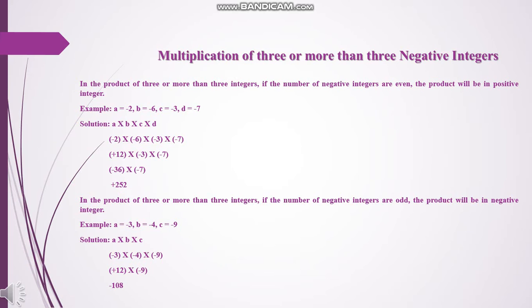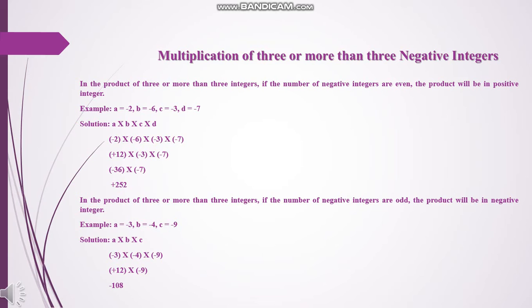Multiplication of 3 or more than 3 negative integers. In the product of 3 or more than 3 integers, if the number of negative integers is even, the product will be a positive integer. For example, a is minus 2, b is minus 6, c is minus 3 and d is minus 7. So the solution is a into b into c into d is equal to minus 2 into minus 6 into minus 3 into minus 7. Minus into minus is plus, and 2 into 6 is equal to 12, so plus 12 into minus 3 into minus 7.